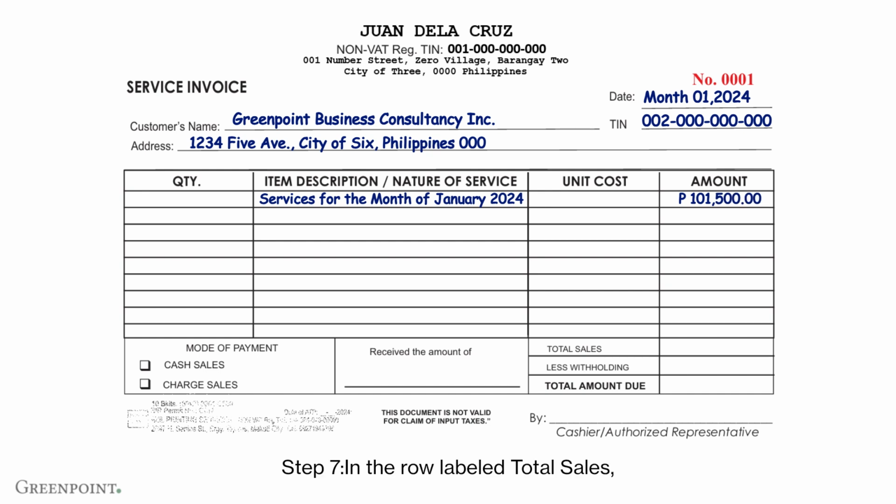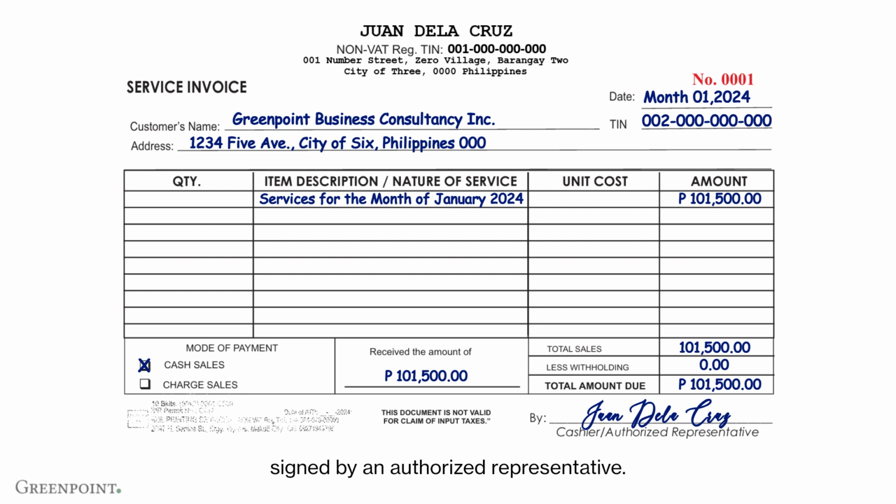$101,500.00. Step 7. In the row labeled "total sales," input the total revenue amount. Step 8. Since no withholding tax applies, enter 0.00 in the withholding tax field. Step 9. In the total amount due section, write the total amount, which is $101,500.00. Step 10. Mark an X in the appropriate box to indicate if the payment was made in cash or check. For check payments, provide the bank name, check number, and check date. Step 11. Record the total amount collected, and ensure the invoice is signed by an authorized representative.